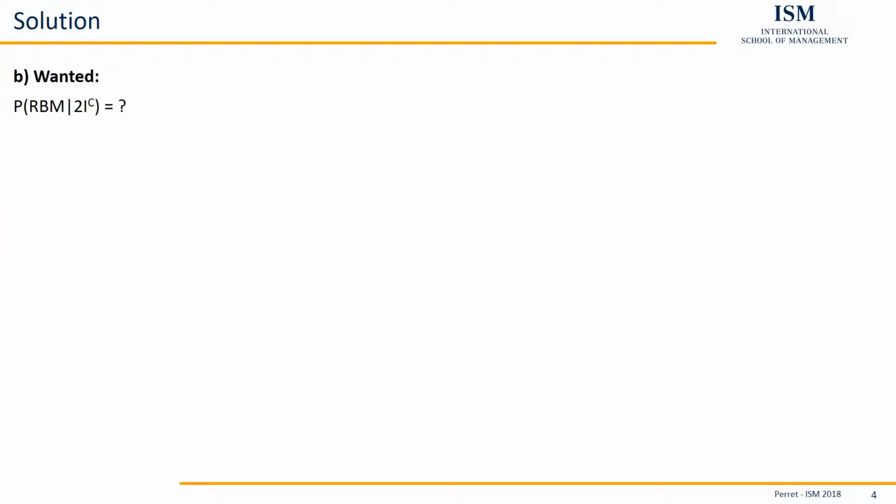In part 2, we are interested in, again, a conditional probability, but here under the condition that someone has not done more than 2 internships. What's the probability that he studies RBM? Here we have a bit of a small haggle because up to this point we are only working with probabilities of more than 2 internships. Now it's not more than 2 internships, so it's a complement.